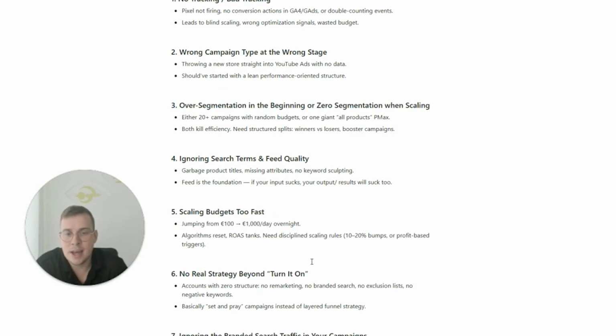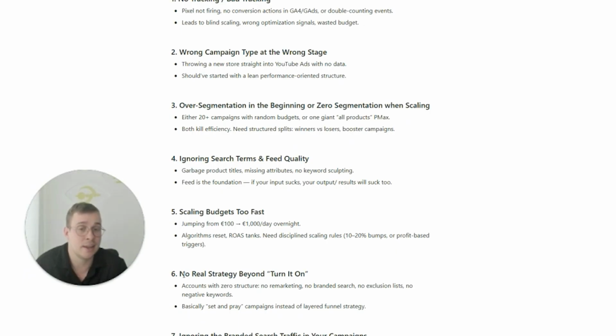All right, number 6, no real strategy beyond just turn it on and keep it running. So that's something we see quite a lot as well. And the reason for that is twofold. So first of all, figuring out the real strategy, a real plan, where you want to go, what to do at this stage, what to do at that stage, what to do when this happens. It requires a lot of skill and experience as well. And also a lot of planning ahead, right? You need to be organized, you need to be structured. So that's a bit more difficult to implement properly.